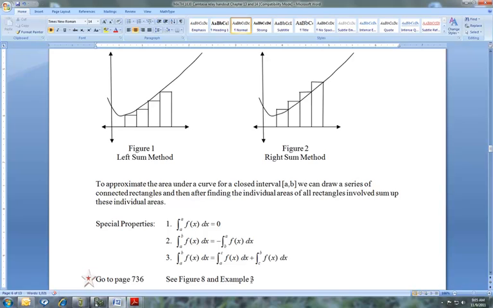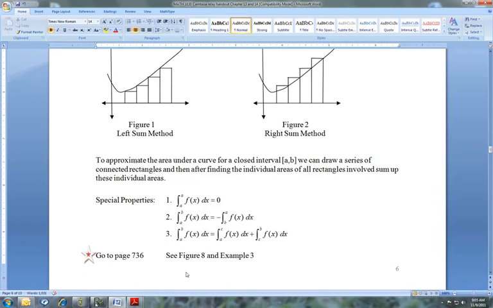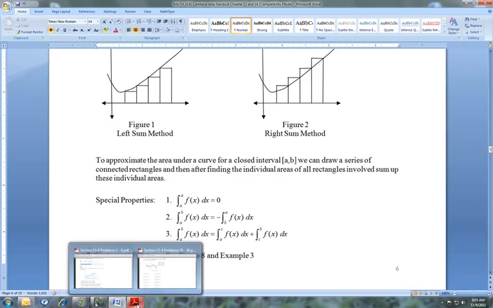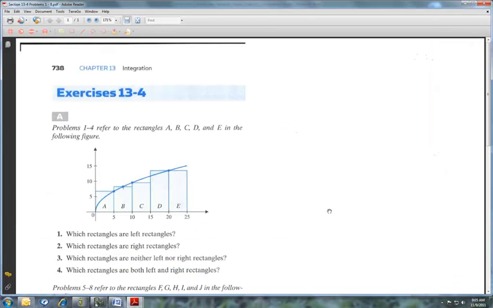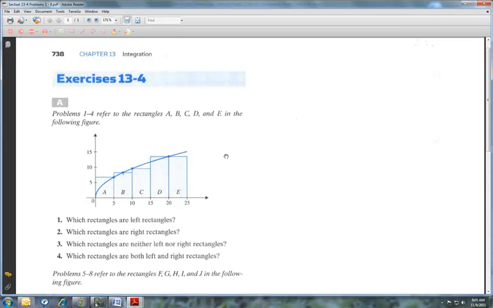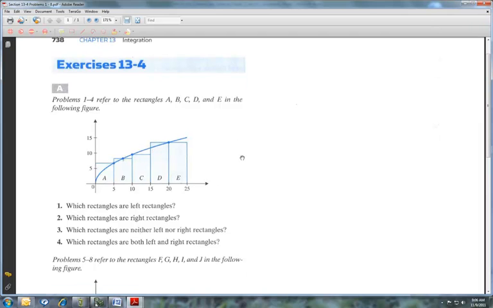It helps a little bit more, but right now I'm going to go look at some of your homework with this. These are problems 1 through 8. Let me look at these. In these exercises, problems 1 through 4 refer to these rectangles, A, B, C, D, E. Which rectangles are left? Well, if you look at this, I only see 2. How about you? I believe C and E. Notice that they are attached on the left-hand corner.